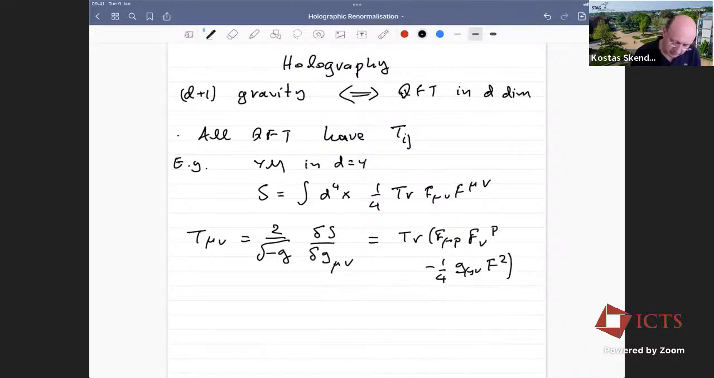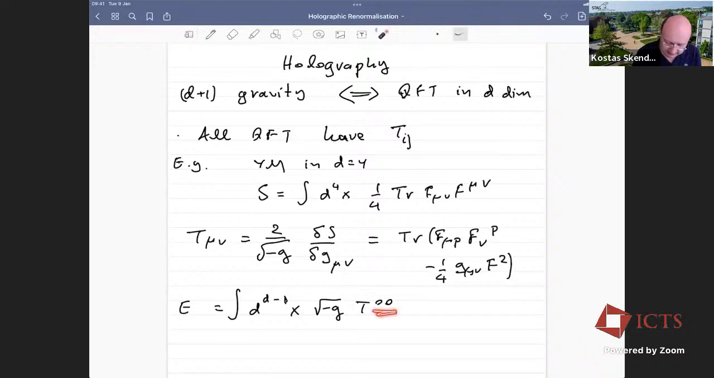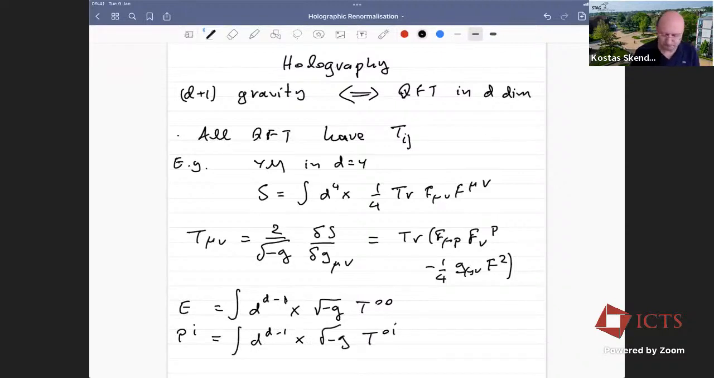Now if we want to know the energy of an excitation, what we need to do is integrate the energy-momentum tensor over a Cauchy slice. We just take the 0,0 component and integrate. This is going to give us the energy. And if we want to know the momentum of the excitation, there's a similar formula where you now integrate T_0i.